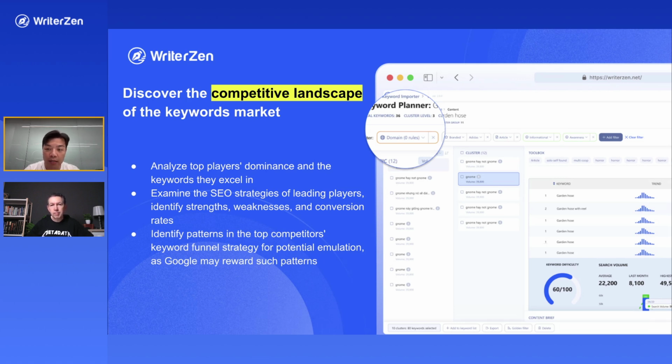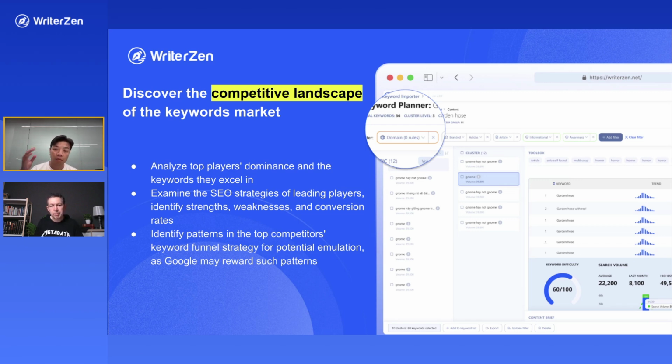And then you want to examine the SEO strategy of those leading players. You can click on those and find out what clusters and keywords they are ranking for. Are they ranking for mostly informational? Are they ranking for mostly transactional? So you can actually classify them by intent.